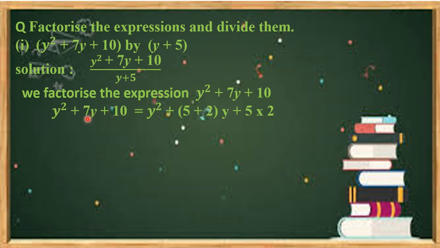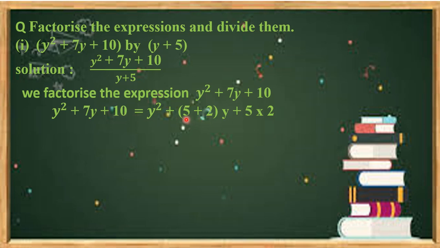As in the previous session we understood how to perform factorization using the split of the middle term: we divide the middle term's numerical value into two parts in such a way that the addition of the two numbers is the middle term and the multiplication of the two numbers is the third term, that is the constant term. So here 7 is the middle term. How can we write 7? 5 plus 2, and when we multiply 5 and 2 we get 10.